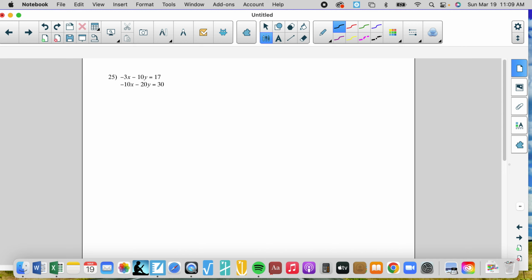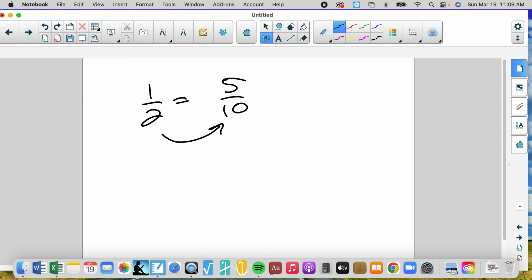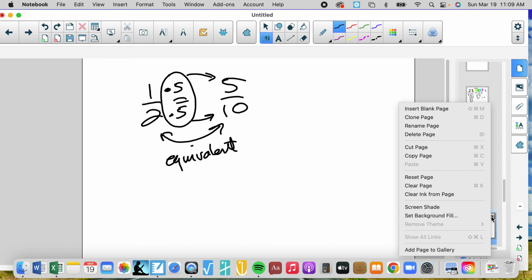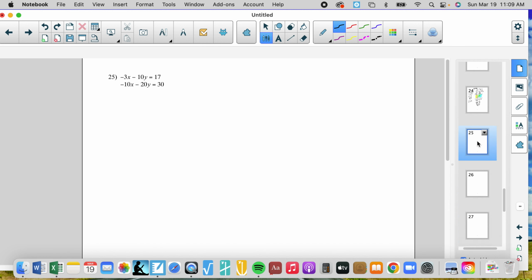We can find equivalent equations. Two things. We're familiar with equivalent fractions. These are equivalent fractions because we multiplied the numerator and denominator by 5. We multiplied everything by the same number. 1 times 5 is 5. 2 times 5 is 10. So we know that these are equivalent fractions. And when you multiply everything by the same number, it gives us equivalencies. So we're going to use that concept.